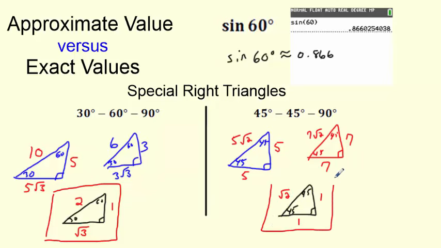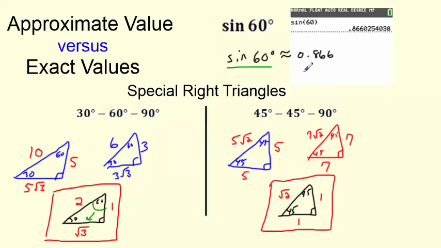So we're going to use that. Hopefully you have some experience with that. If not, refresh it. And what are we going to do with that? Well, now I can find exact values. So check it out. If I want to find the sine of 60, here's a 60-degree angle right here. Well, what is sine? It is opposite over hypotenuse.